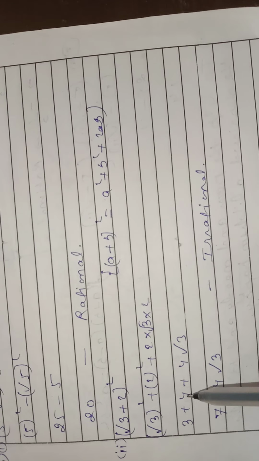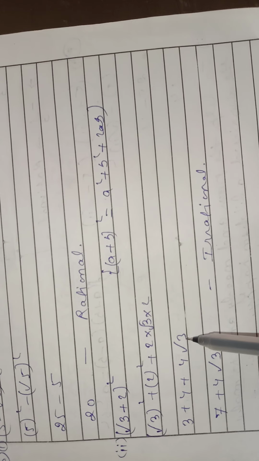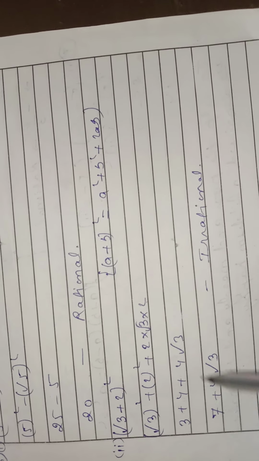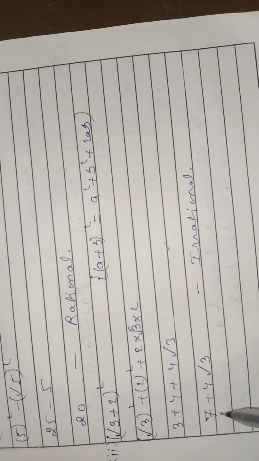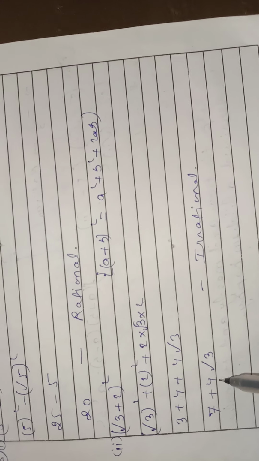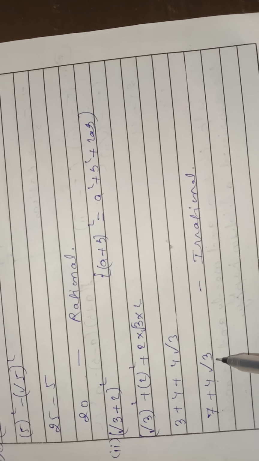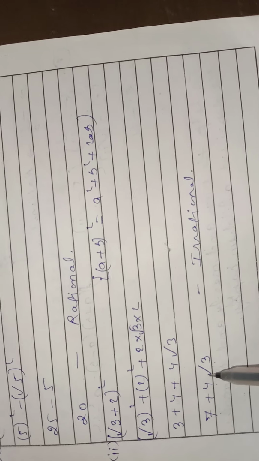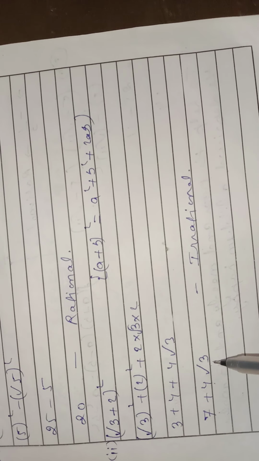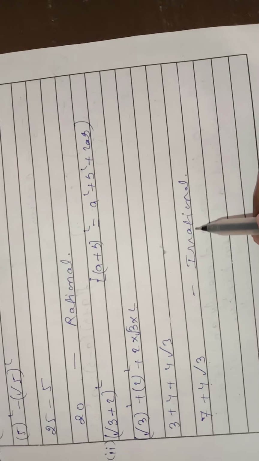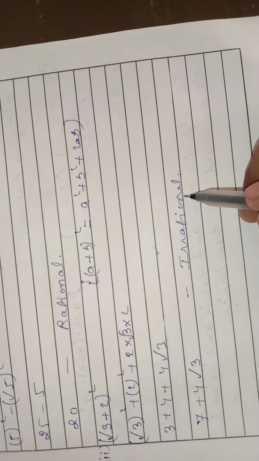Root 3 squared is 3, 2 squared is 4, and 2 times 2 is 4 root 3. 4 plus 3 is 7, plus 4 root 3. This is rational, this is also rational, but this one is irrational because it is under root. That is why the full statement, the full question, will be termed an irrational number.